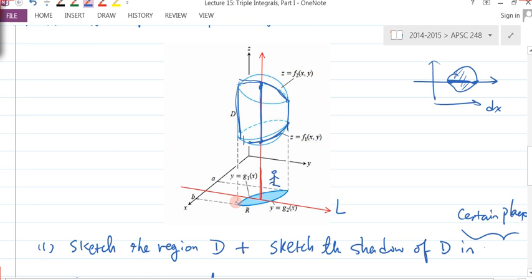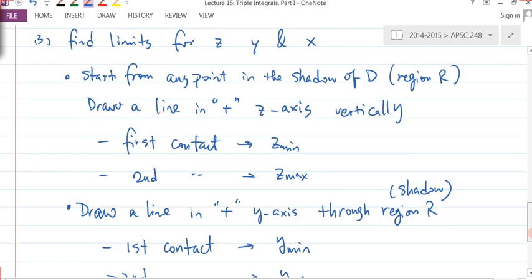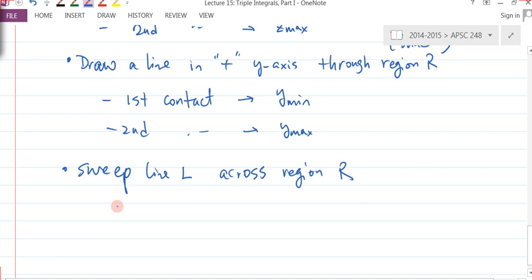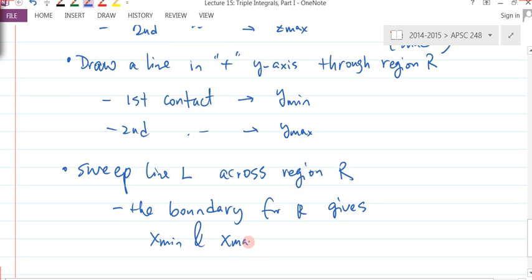Sweep across the region R. Sweeping across region R basically means you are creating this region D. Okay? Creating region D here. And that's basically the boundaries for R, which will give this X min and X max.